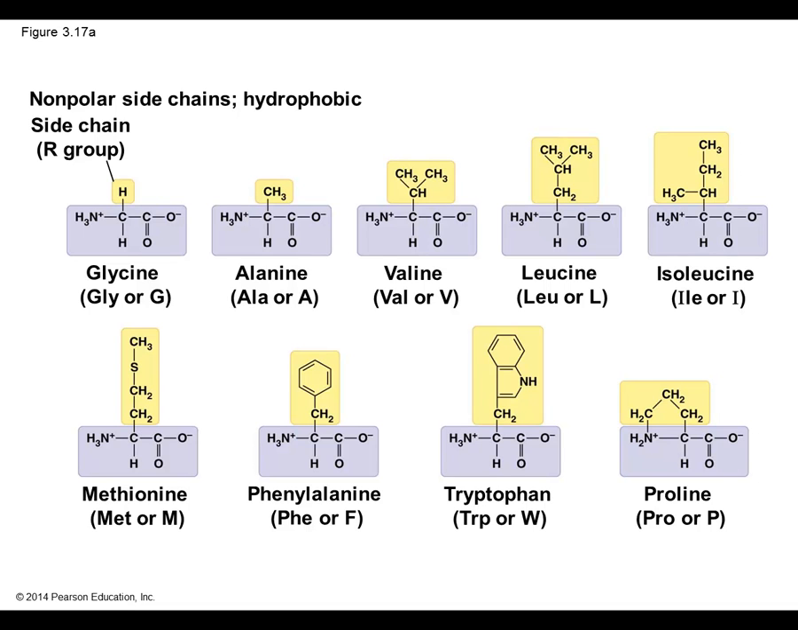In this group, the side chains are hydrophobic, anywhere from a simple hydrogen with glycine to linear and branched hydrocarbon structures, like leucine's branched structure. There are also ring structures like phenylalanine and so on. These are all hydrophobic.